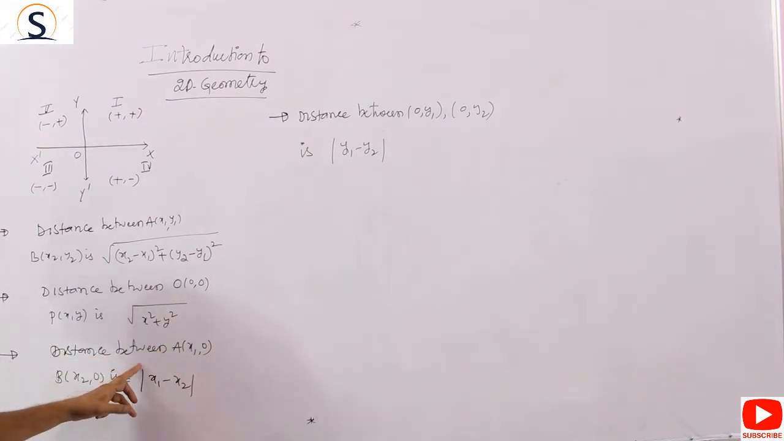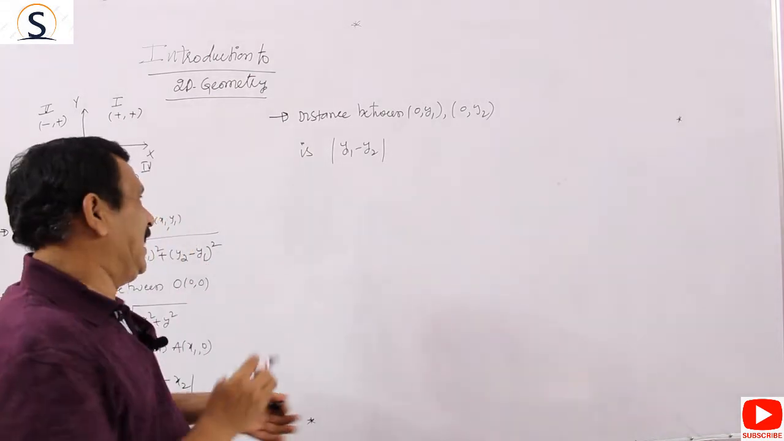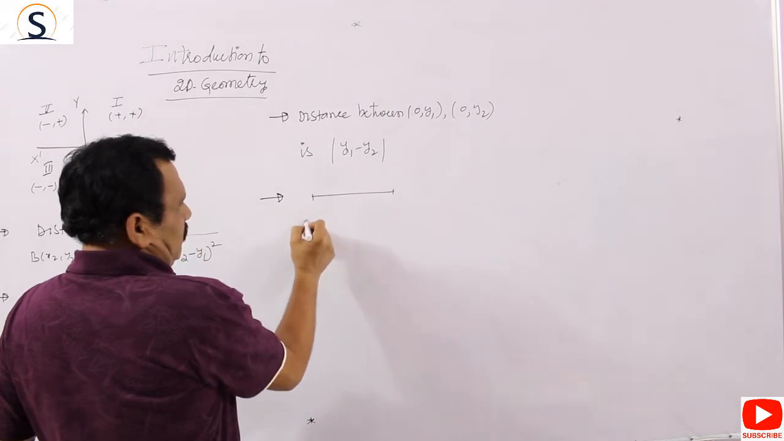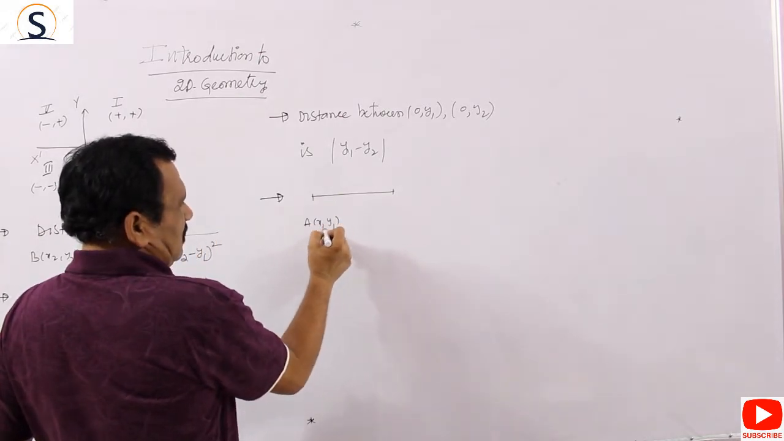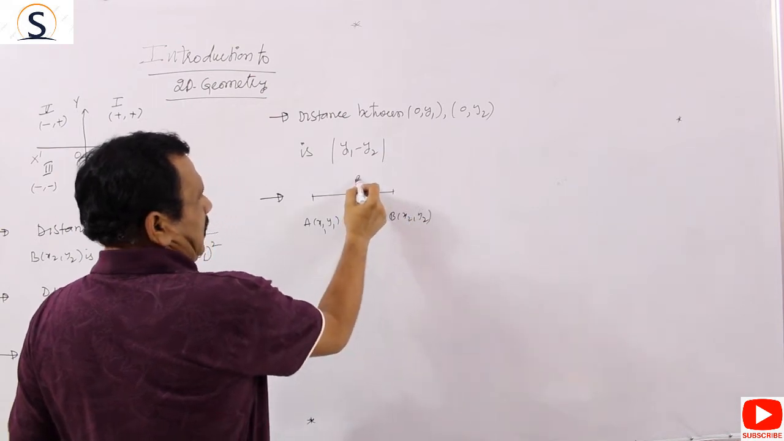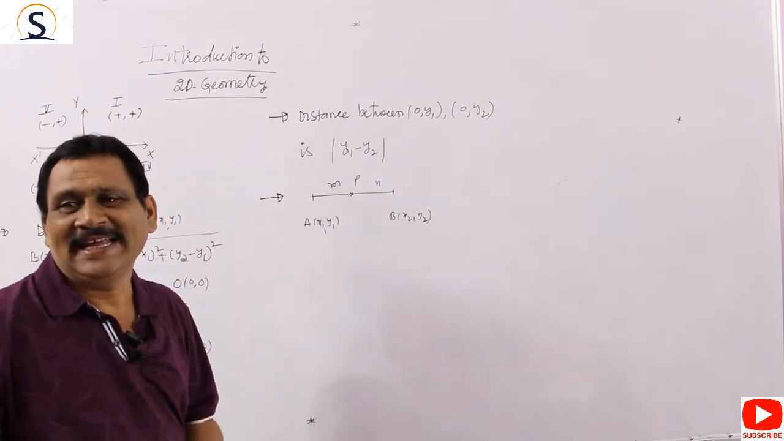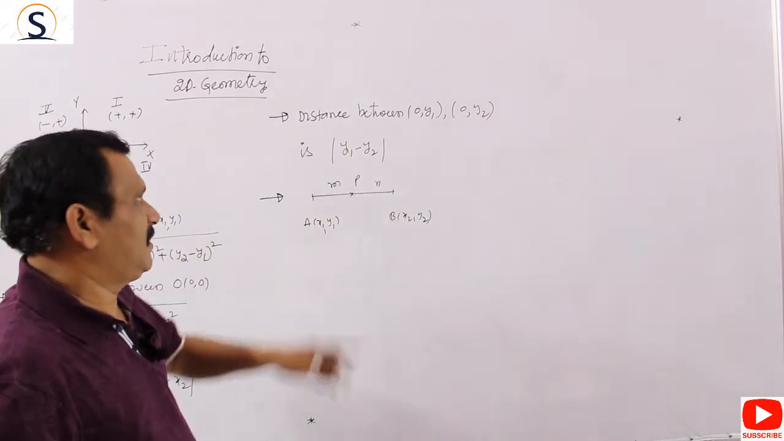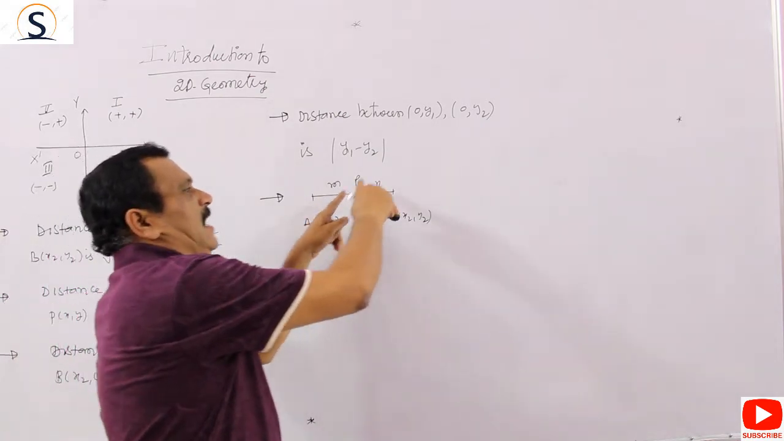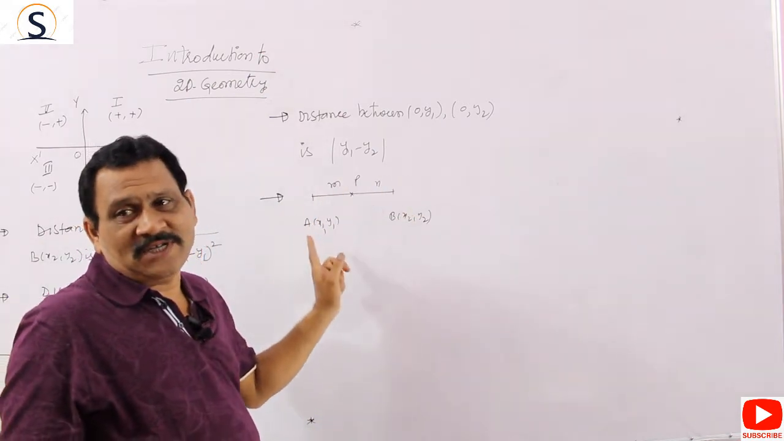These 2 points lie on the x-axis, 2 points lie on the y-axis. Next we have a line AB, A (x1, y1), B (x2, y2), and a point P is dividing AB in the ratio m is to n internally. Whenever the point lies inside, it is called internal. If the point lies outside, it is called external. So this is called internal division.